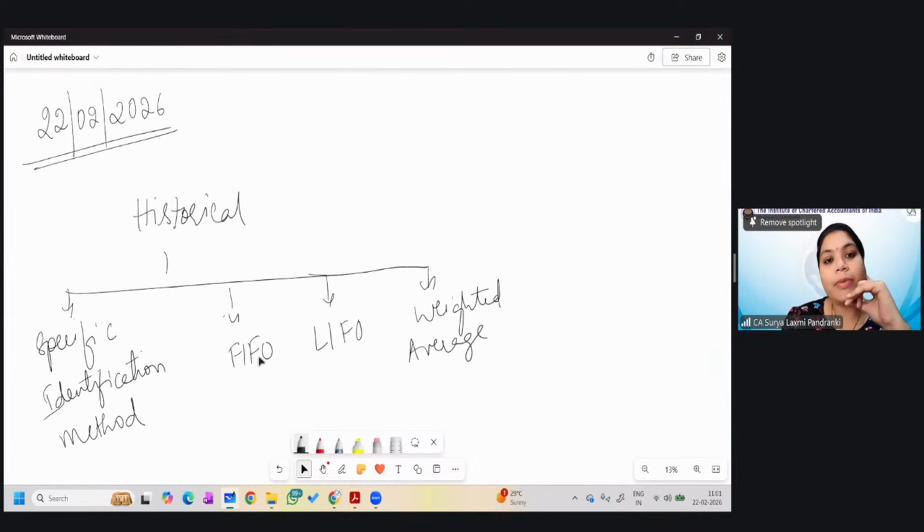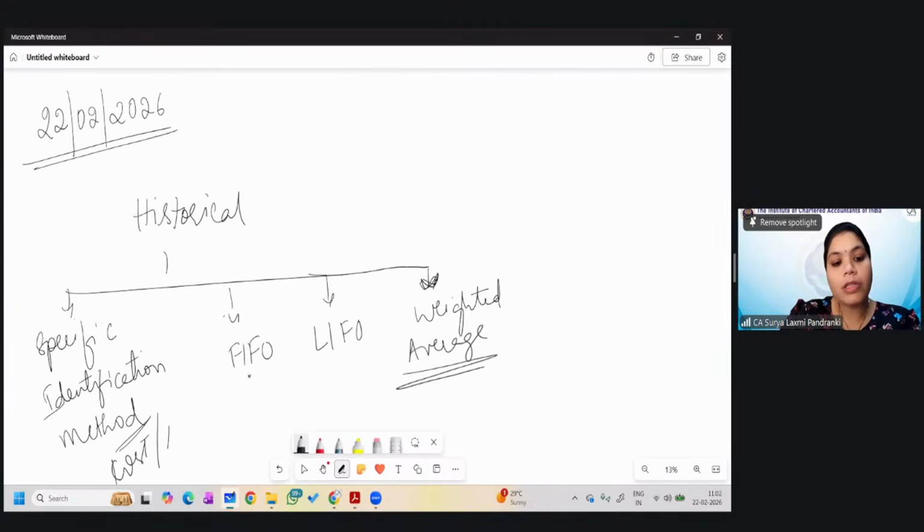And FIFO is nothing but first in first out, wherein first purchased goods will be issued first. In last in first out, which is LIFO, last purchased or the recent purchases will be issued first for production. That's the difference between FIFO and LIFO. In weighted average, we see the average price of the goods that we have purchased in different lots altogether, and that is considered for issuing to the production department. And in the specific identification method, we used cost or NRV, whichever is lower, right?